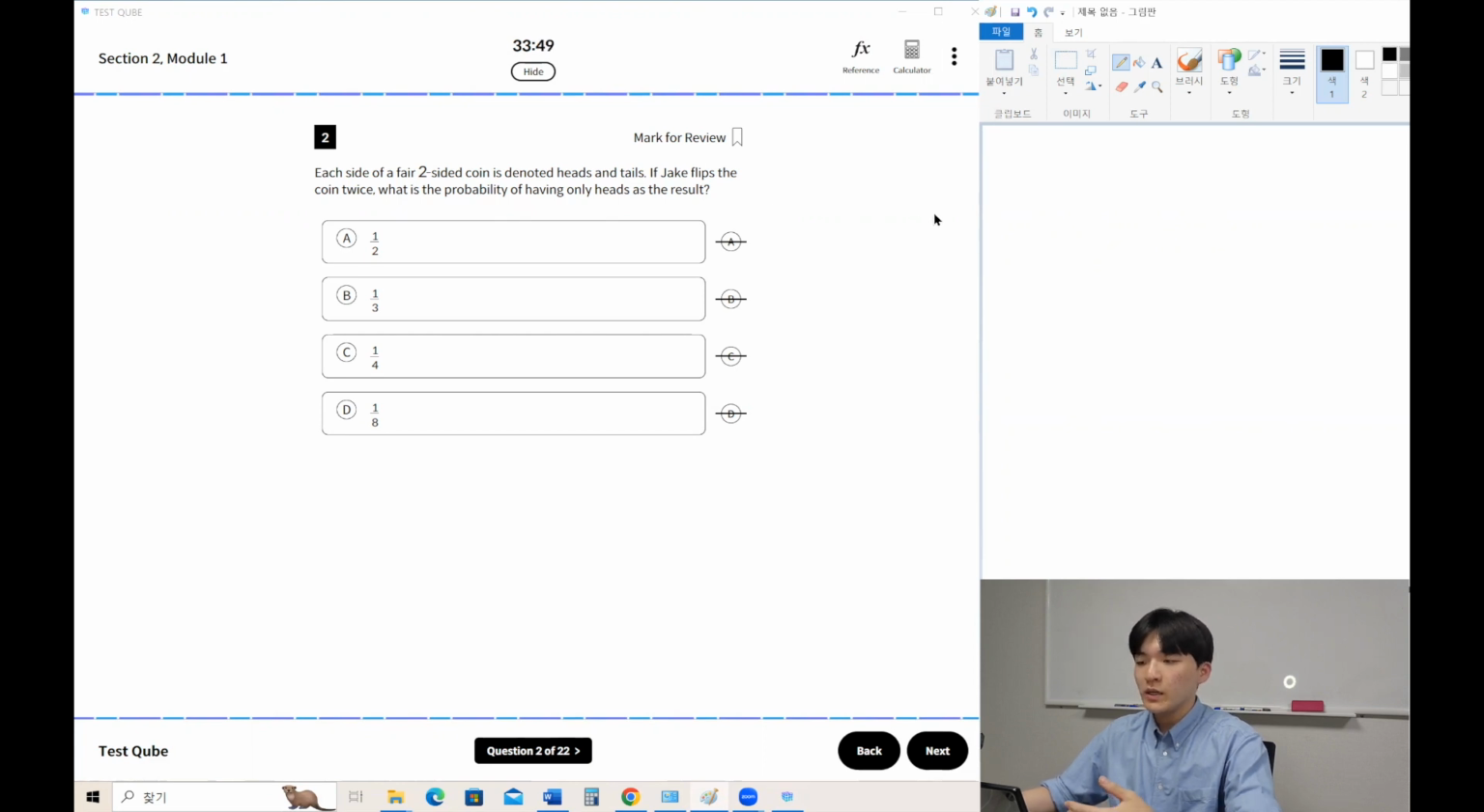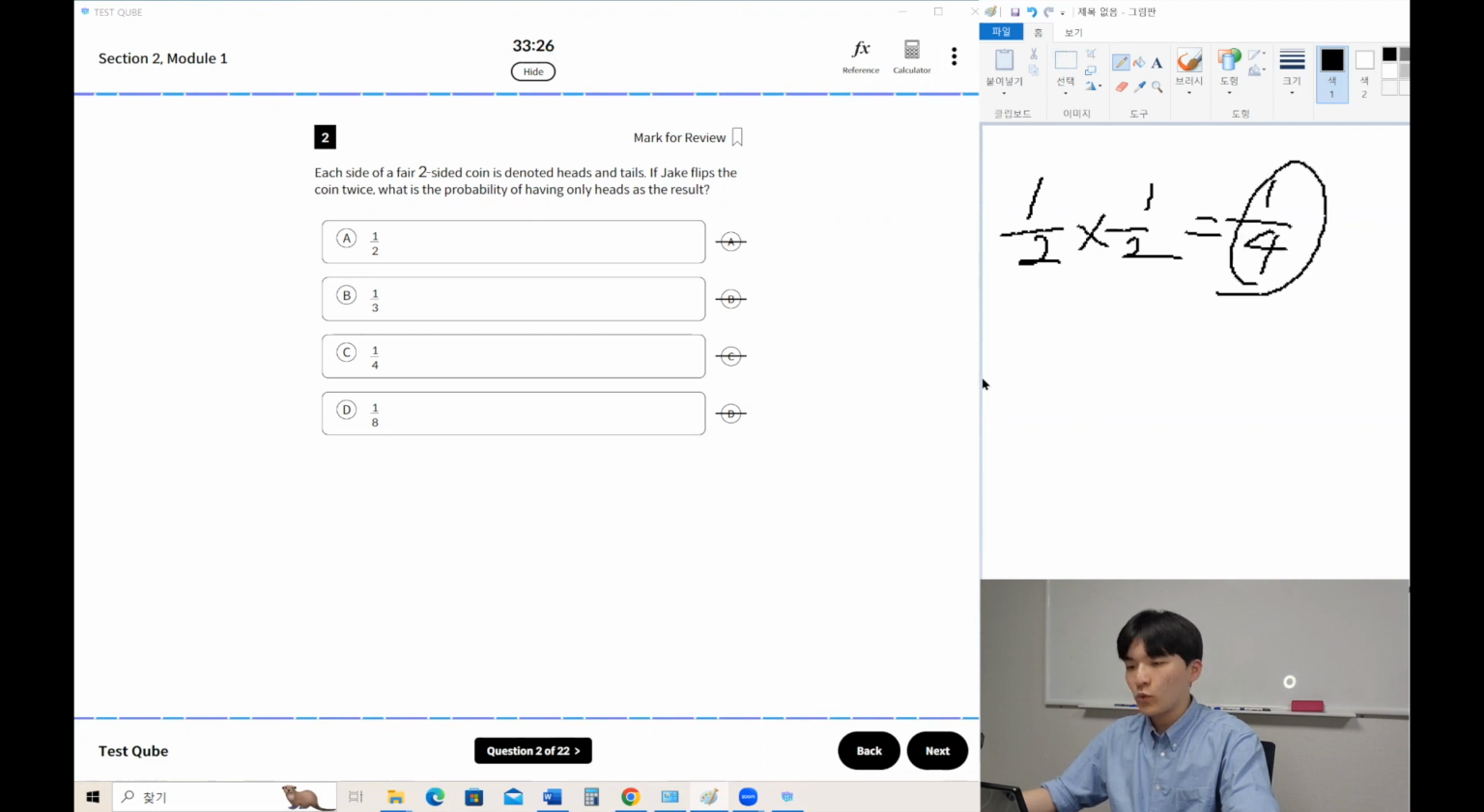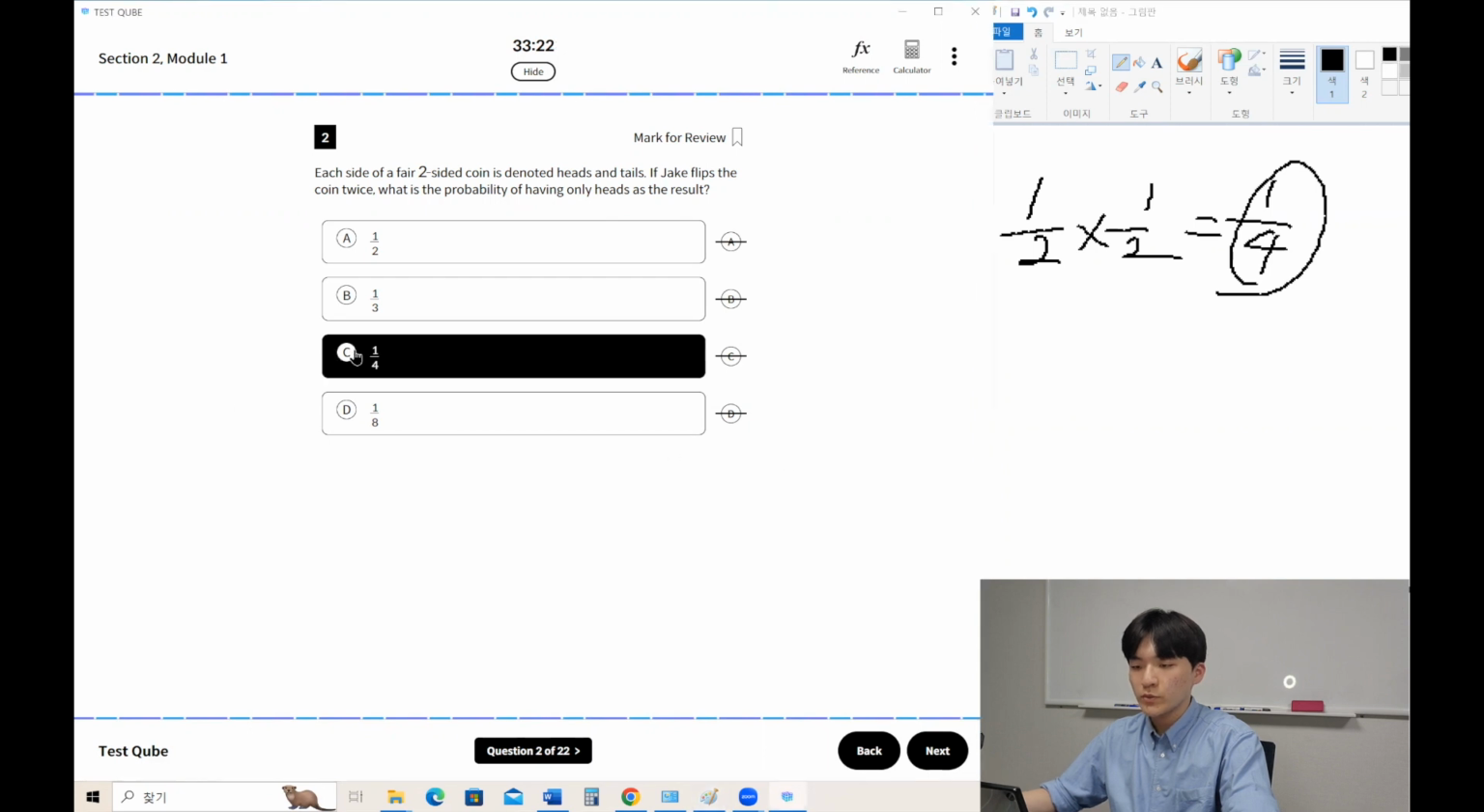And if Jake is throwing the coin twice, then we're getting heads as a result for both situations. Then we would have 1/2, which is the first probability of having the head, multiplied by the other half, which is the second probability of getting the head. Meaning, if we multiply it, then we get 1/4, which we have here, answer choice number C.